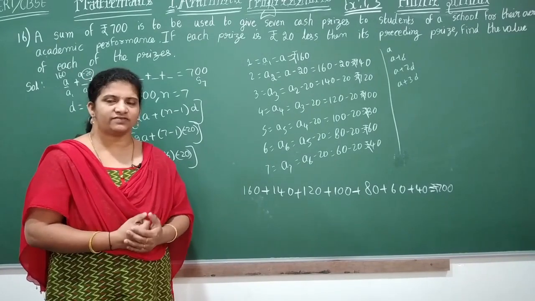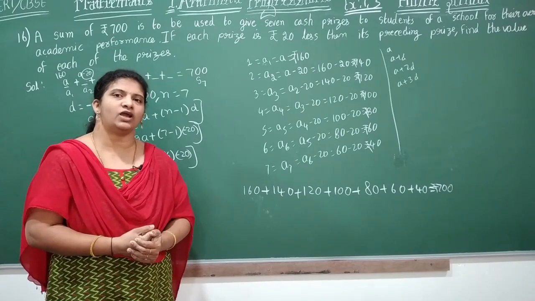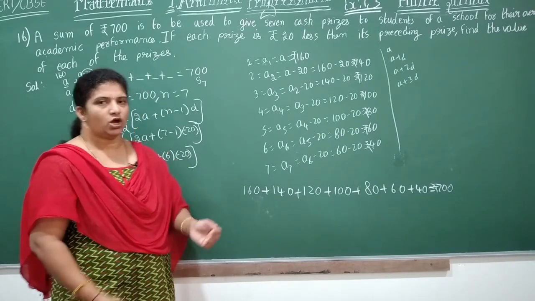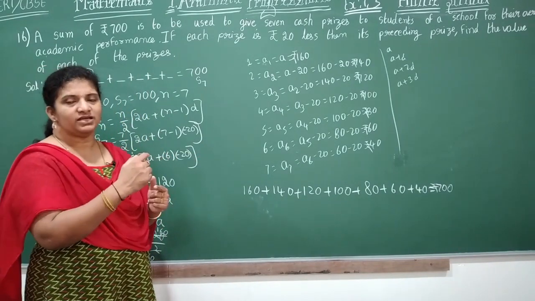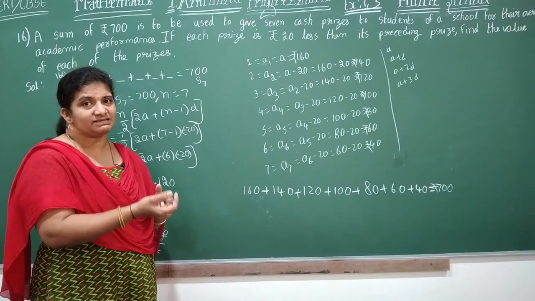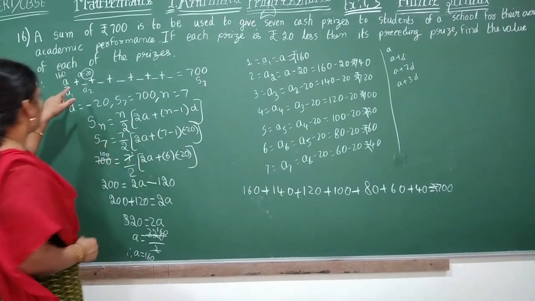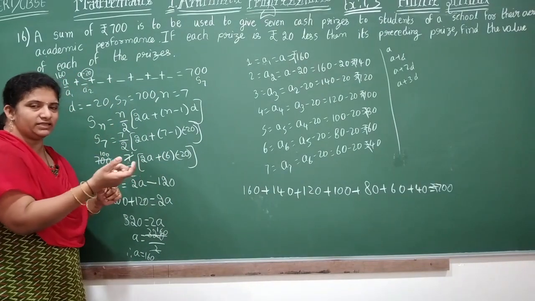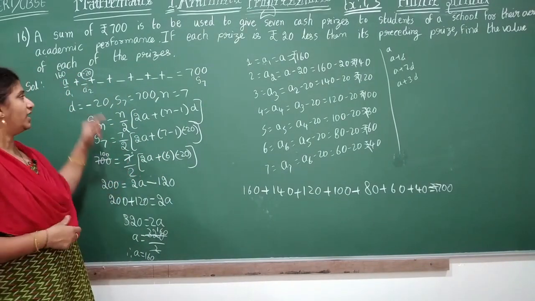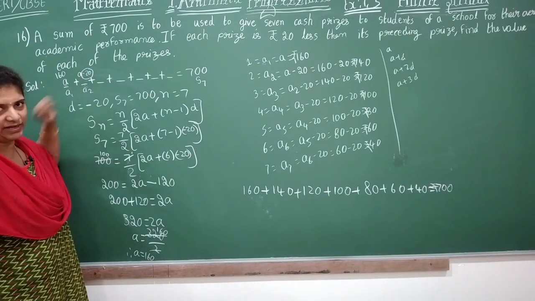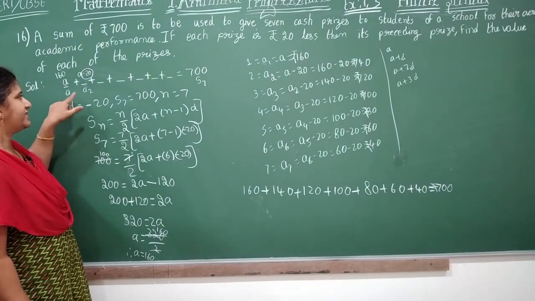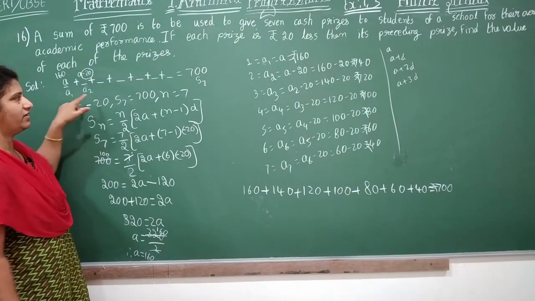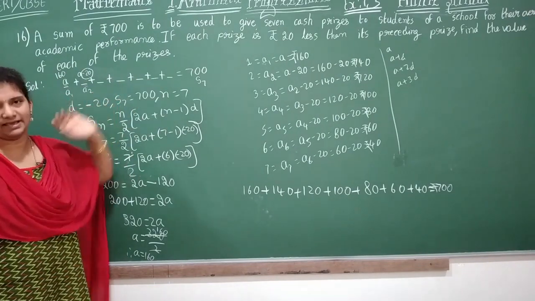So what is this fixed number? We call it the common difference. Okay, so every prize, 20 rupees is reduced. So look here. When it is reduced for the succeeding term, what do we have to take here? D value is minus 20. Okay, come on. 7 prizes. I write them as A1, A2, A3, A4, A5, A6, A7.